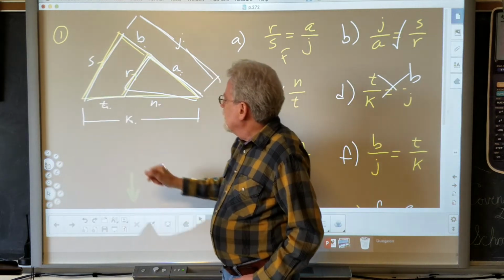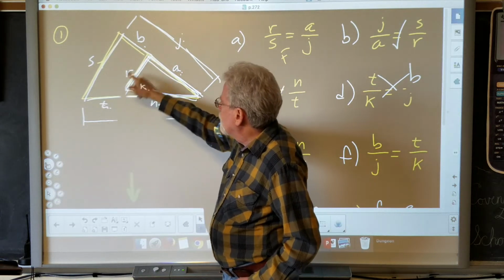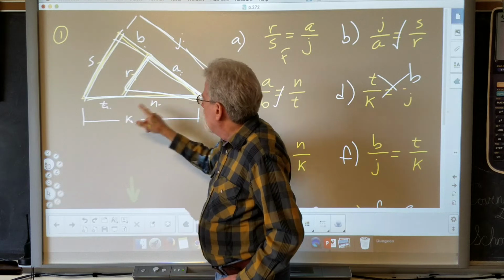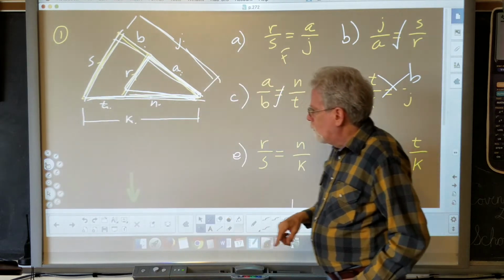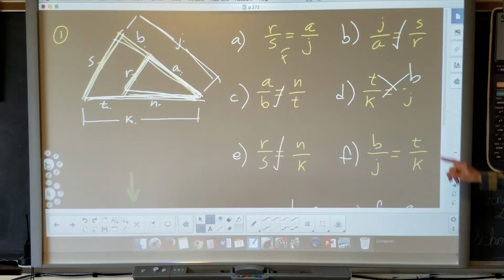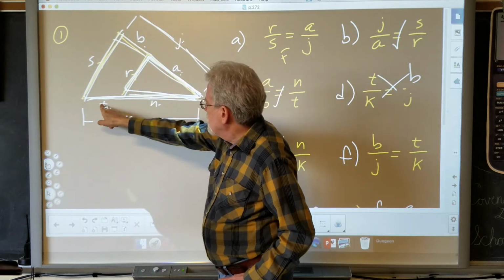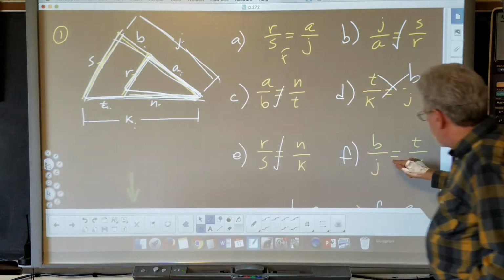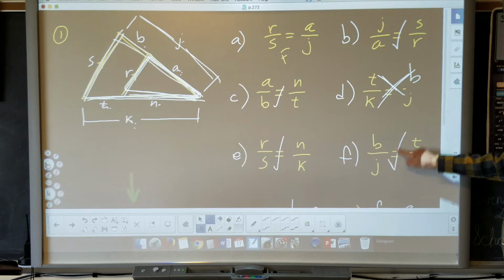Part E, R over S, is it equal to N over K? Yes. Whole side of little triangle, whole side of big triangle, whole side of little triangle, whole side of big triangle. R over S does equal N over K. Ta-da. Part F, B over J equals T over K. They got it right that time. If they fooled you with part D, then carefully compare part D to part F. See why D was wrong and F was correct.